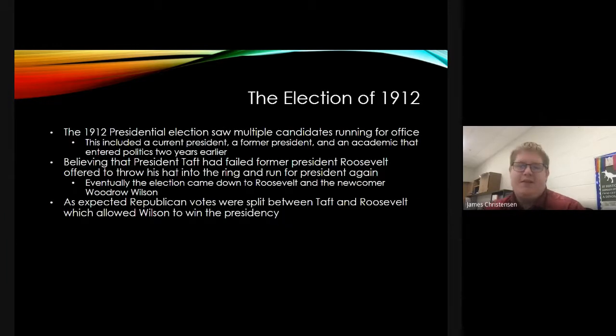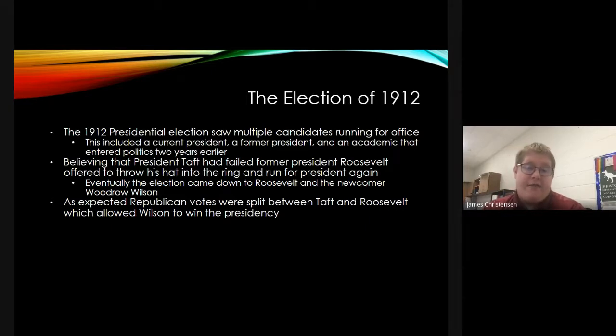So starting in 1912, the presidential election saw multiple candidates running for office. This included a current president, a former president, and an academic that entered politics 2 years earlier. So that being said, our major players are President Taft as our current president, Teddy Roosevelt as the former president, and then Woodrow Wilson as the academic.